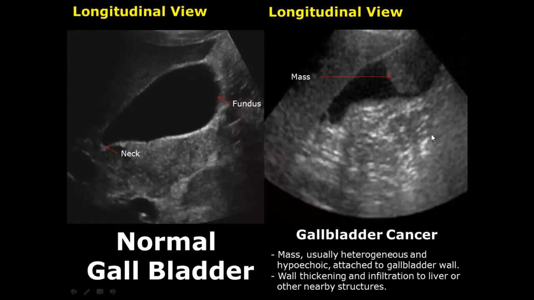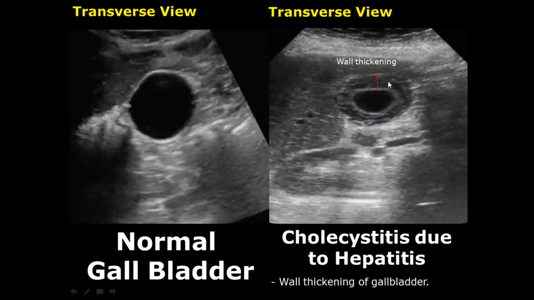In gallbladder carcinoma, we can see a hypoechoic and heterogeneous mass attached to the wall. This can also lead to increased thickness of the gallbladder wall, and it may be infiltrating into other structures such as the liver. Here is an image of wall thickening due to hepatitis.